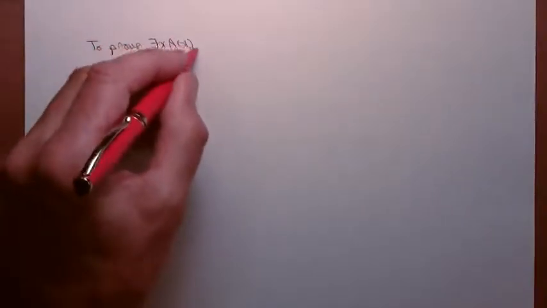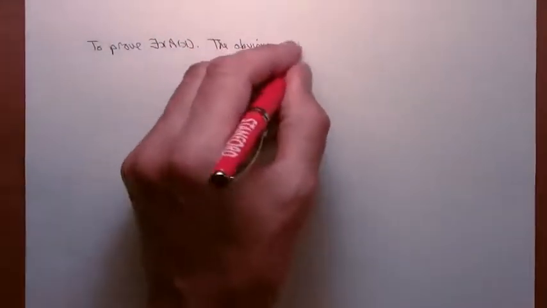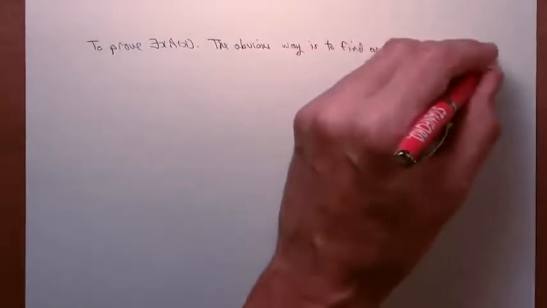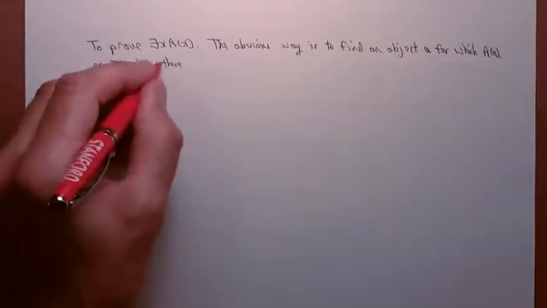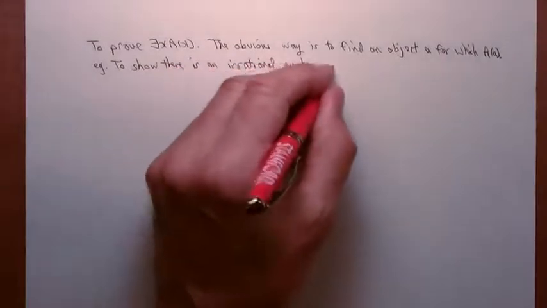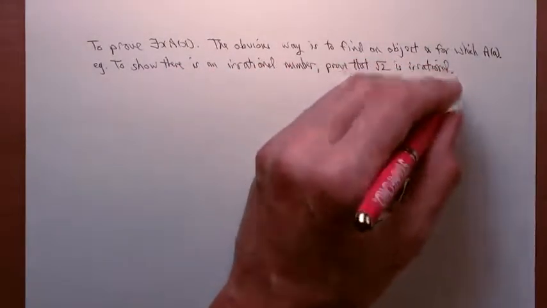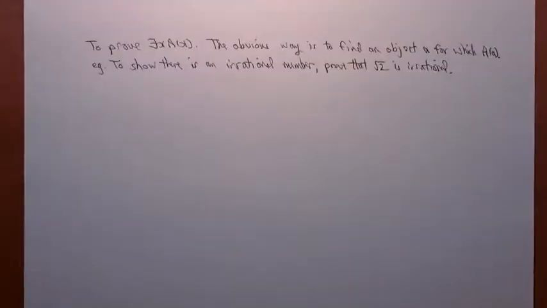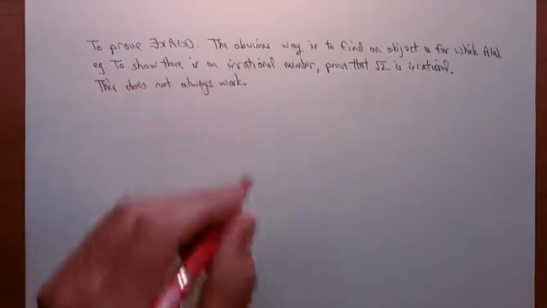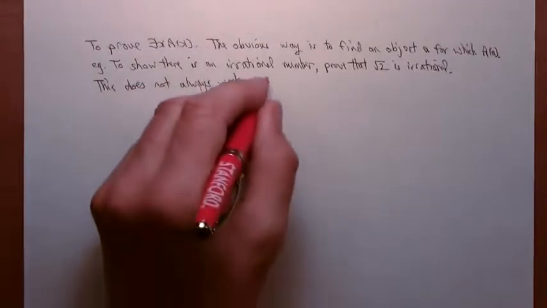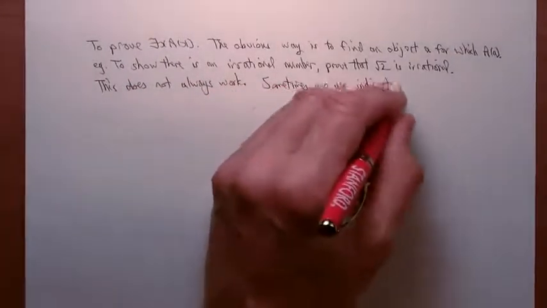We want to prove there exists x such that A(x). The obvious way is to find an object a for which A(a). For example, to show that there's an irrational number, just prove that the square root of 2 is irrational, which we did. Unfortunately, this doesn't always work. Sometimes we use indirect proofs.